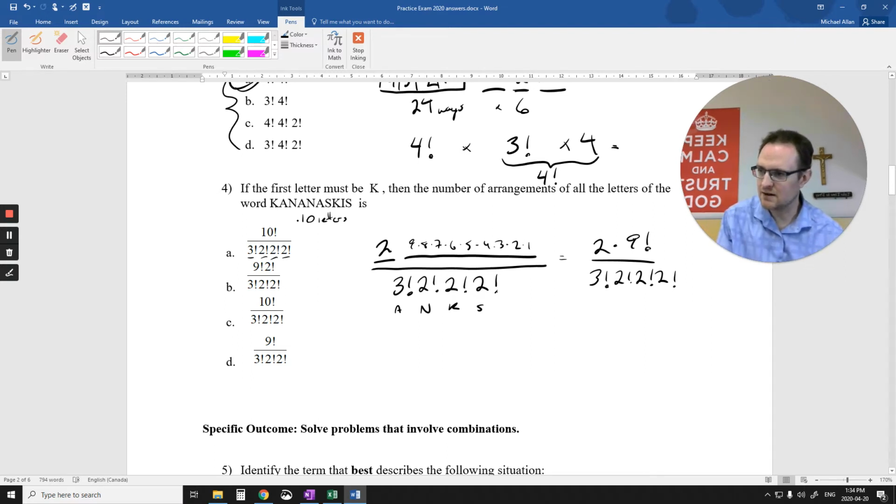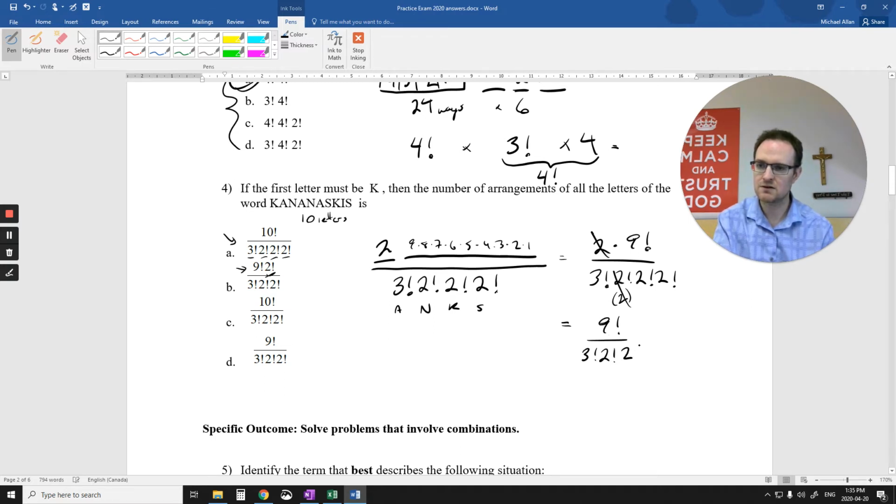Then you notice that none of these answers match exactly here. The B looks pretty close to what it should be because there's a 2 on the top here. A looks pretty close because all the things on the bottom look pretty good. But if you look at this and say 2 factorial, which is just a 2, that's going to reduce out with that 2 on the top. So it ends up being 9 factorial over 3 factorial, 2 factorial, 2 factorial. So it ends up being D in this situation.